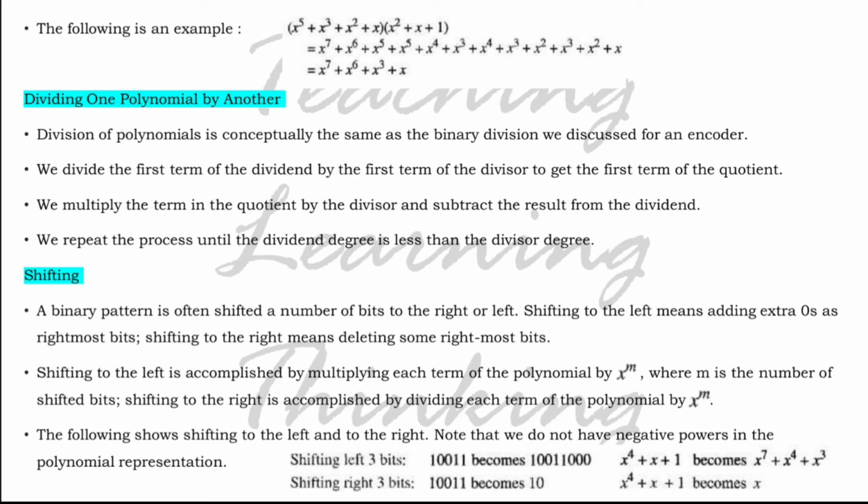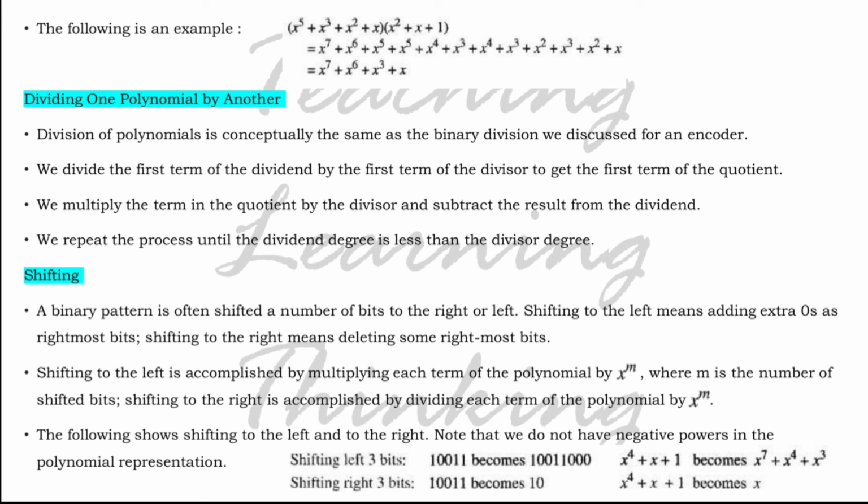Shifting: the binary pattern is often shifted a number of bits to the right or left. Shifting to the left means adding extra zeros as rightmost bits. Shifting to the right means deleting some rightmost bits. Shifting to the left is accomplished by multiplying each term by x raised to m, where m is the number of shifted bits, and shifting to the right is accomplished by dividing each term by x raised to m. The following shows shifting to the left and to the right. Note that we don't have any negative power in the polynomial representation.